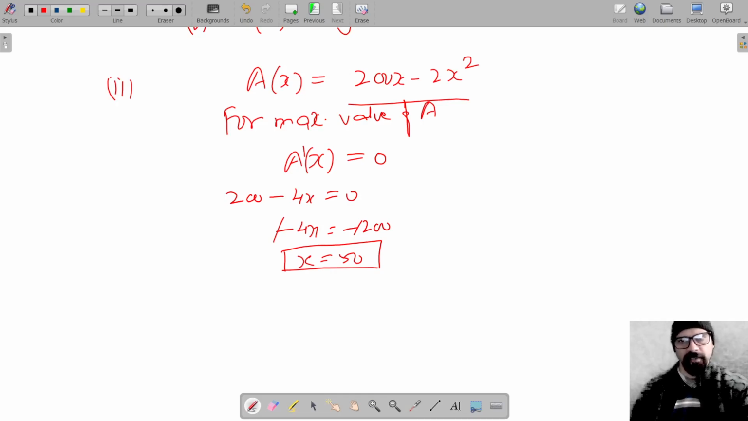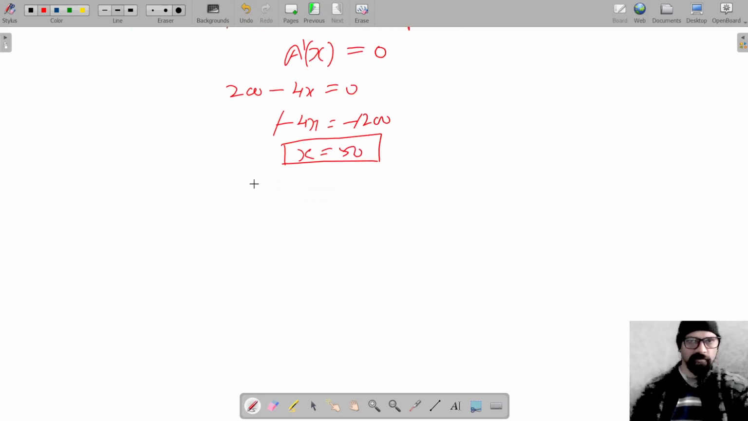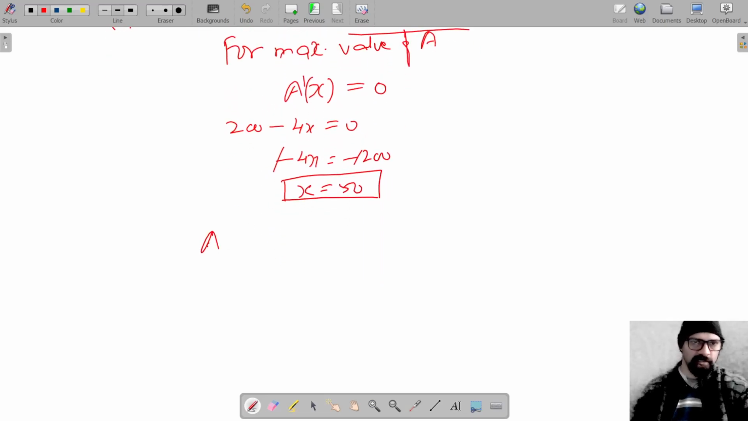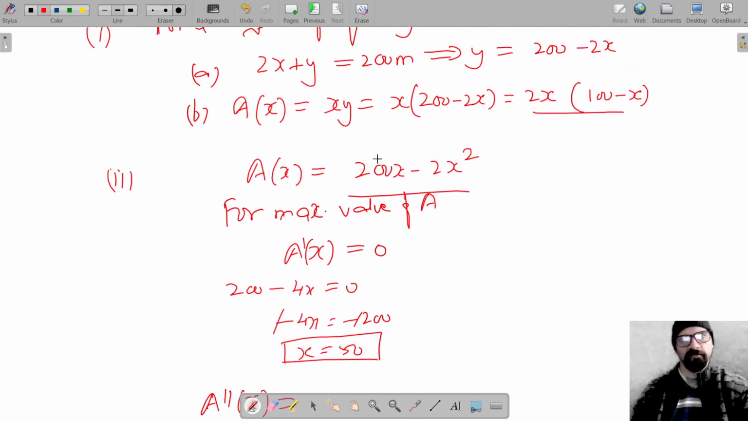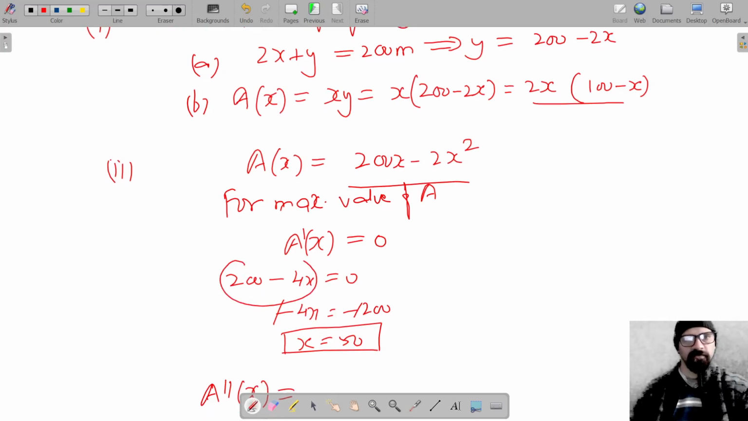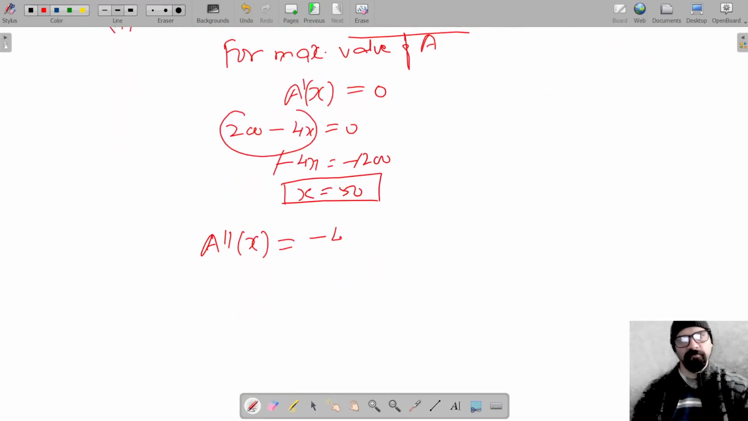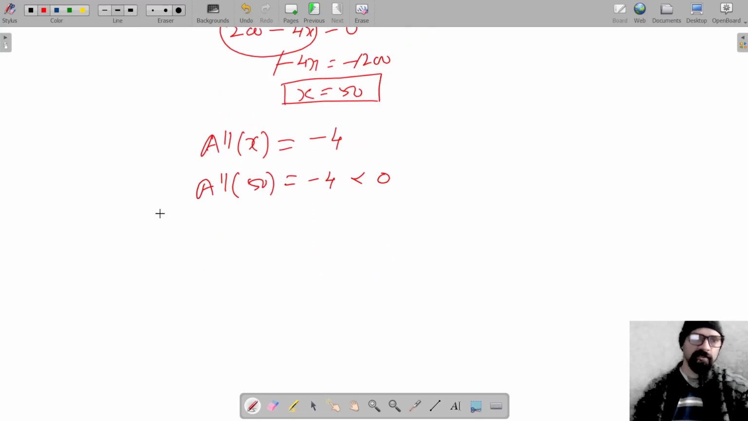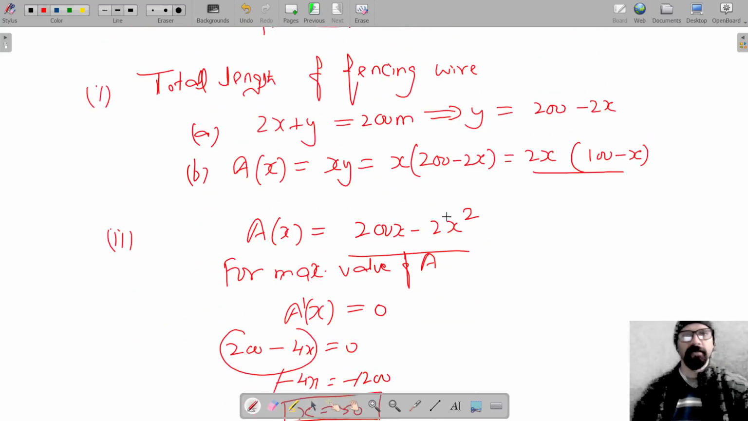Now let's check whether at this value the area is maximum or not. So let's find the second order derivative. You are going to use the second order derivative test. The first order derivative was this, and the second order derivative would be negative 4. So when x is 50, it's negative 4, which is less than 0. That means when x is equal to 50, the area is maximum.